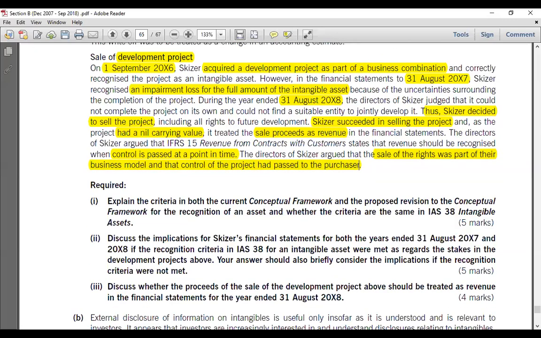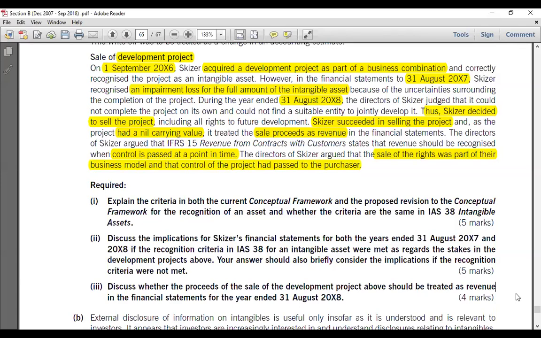Now, what's the requirement of the question? It's a small 4 marks requirement which says discuss whether the proceeds of the sale of development project above should be treated as revenue in the financial statements. So what's your call? Is it a revenue or not?